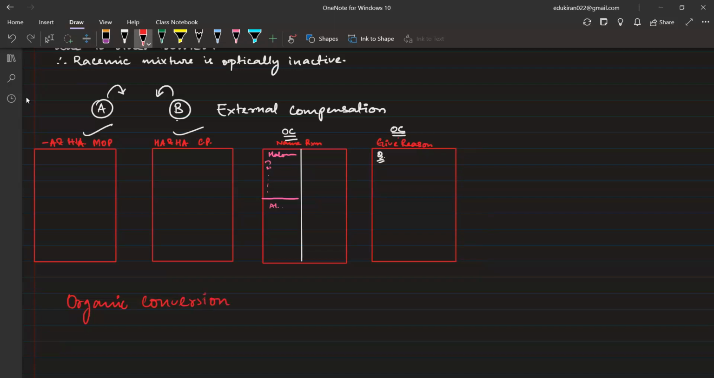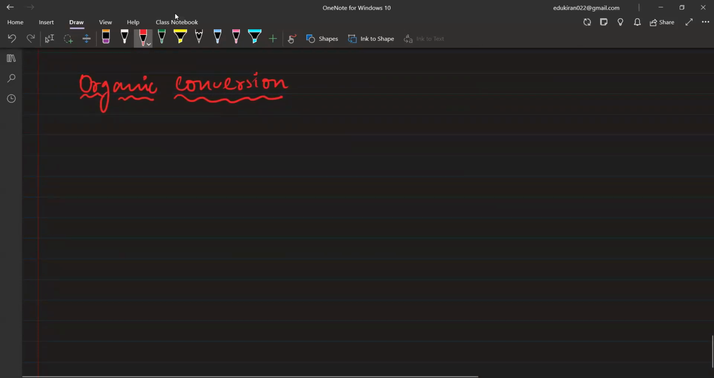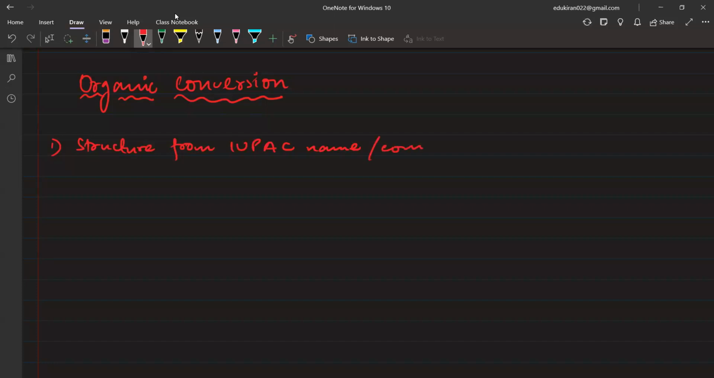So for organic conversions, there are a few things that you should know. First of all, you should know how to make a structure from the IUPAC name, and also the common name. Common name will not be very much used in the haloalkane haloarene chapter, but the common name in aldehyde, ketone, carboxylic acid is very much used. So you should know some common names and also the IUPAC.